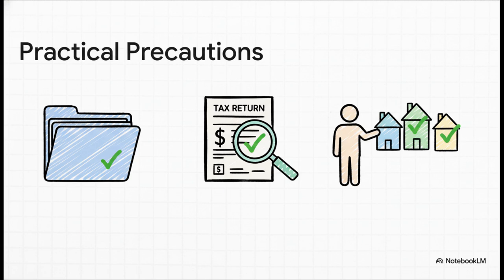So what can you do to stay on the right side of things? Well, it really boils down to a few key precautions. First, documentation is your best friend. Keep every rent agreement, every tax receipt. Second, be meticulous with your disclosures in your tax return. And third, if you're lucky enough to own more than 2 houses, make a strategic and conscious choice about which 2 you're declaring as self-occupied.